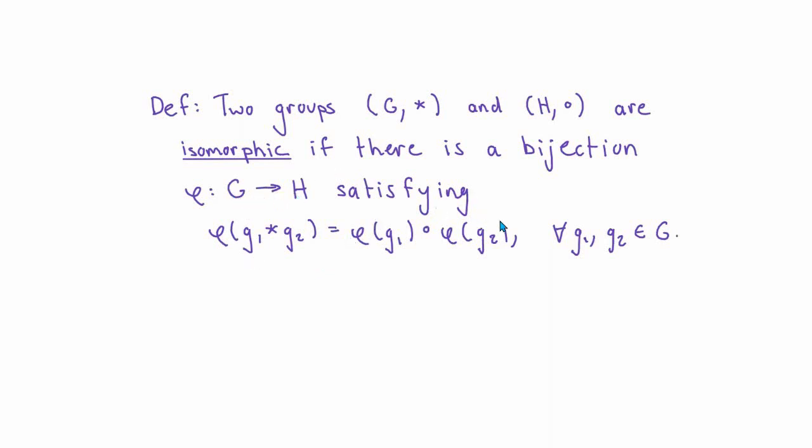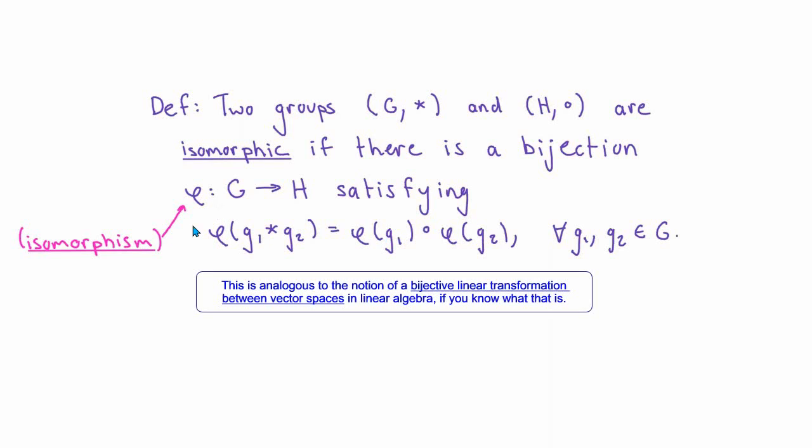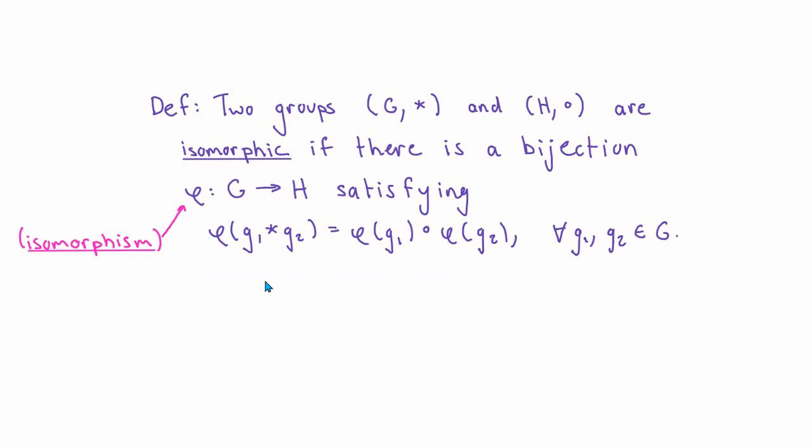so that if I combine two elements in the domain using the binary operation in the domain and then map the result to the codomain, I'll get the same thing as if I map each of the individual elements to the codomain and then combine them using the binary operation in the codomain. The map phi in this definition is what's called an isomorphism. And while you don't really need to worry too much about this right now, I want to give you the actual definition instead of just dancing around it.